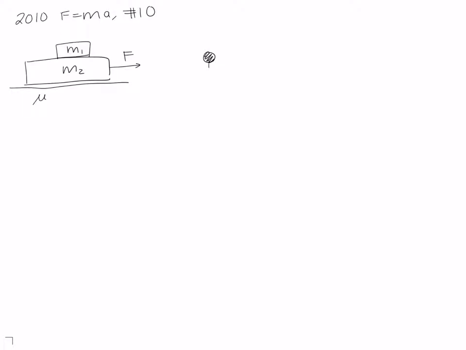So let's draw a force diagram for m2. So let this be m2. There's the force of gravity, m2g, as well as the gravity from the top block, so m1 times g. There's a normal force that acts from the ground on our lower block. There's our force that we are pulling with, and there's a friction force that tries to go against it.